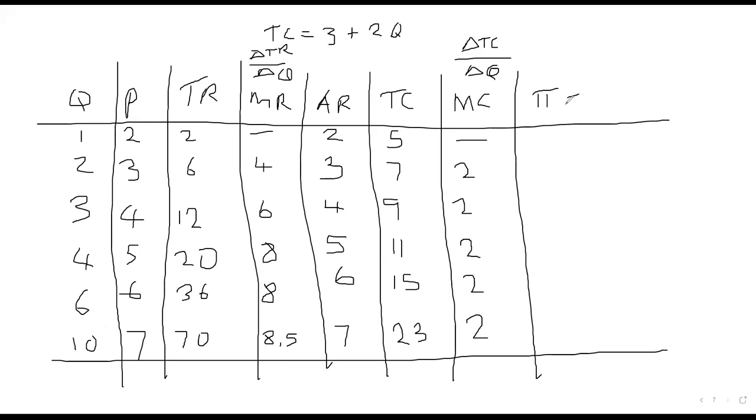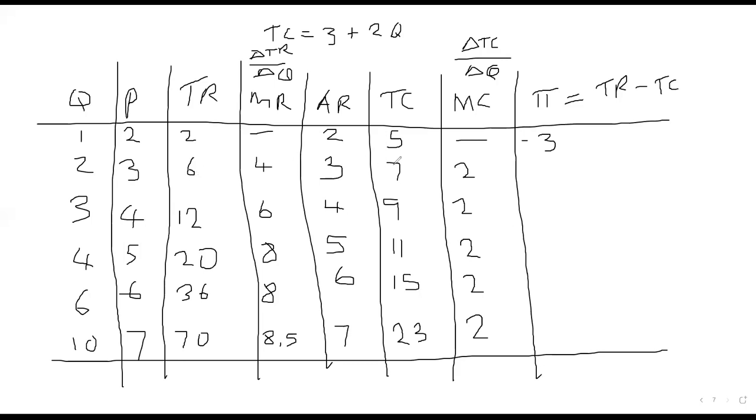Total revenue minus total cost. Total revenue minus the total cost. So let's go to our total revenue. 2 minus 5, what do we get? Negative 3.